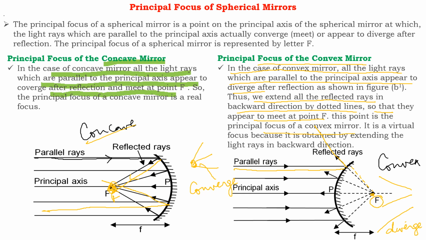Very important. They can ask you how the principal focus of a concave mirror is obtained or how the principal focus of a convex mirror is obtained. Explain with the diagram.